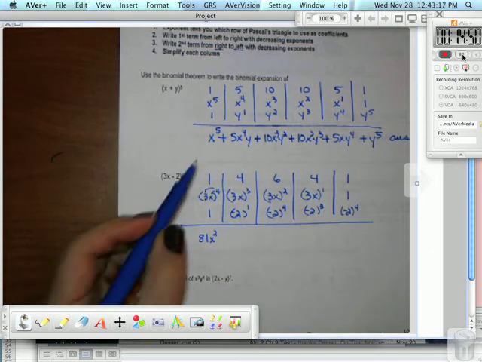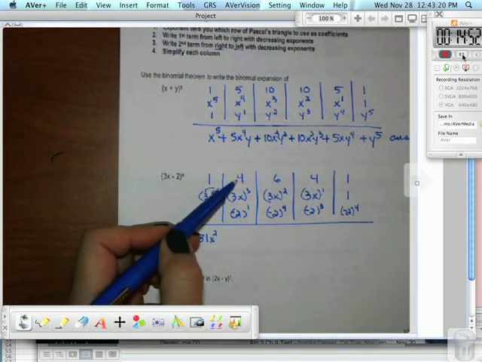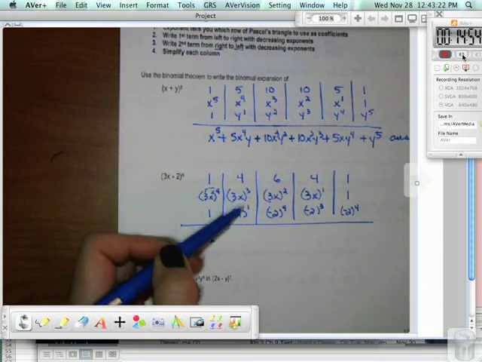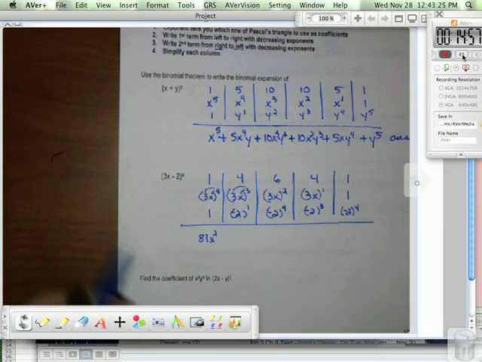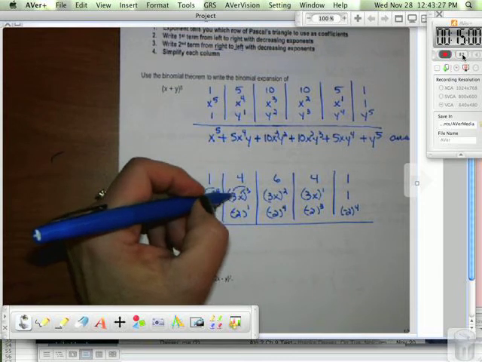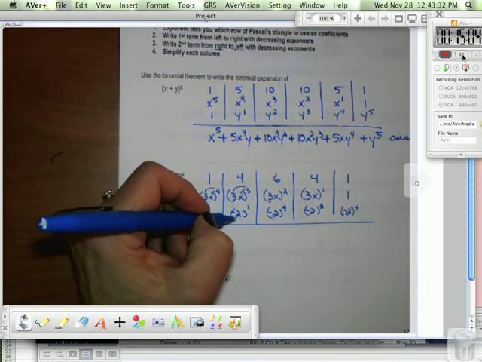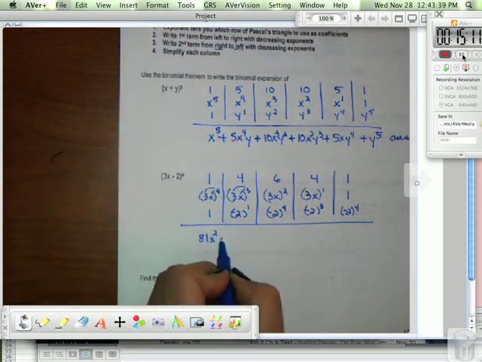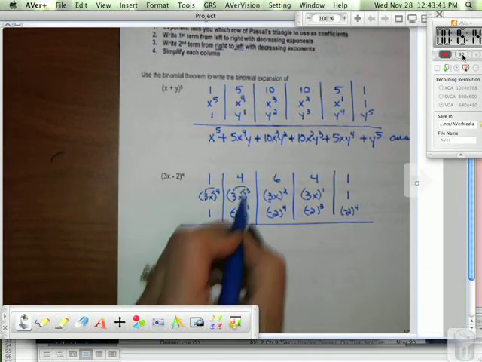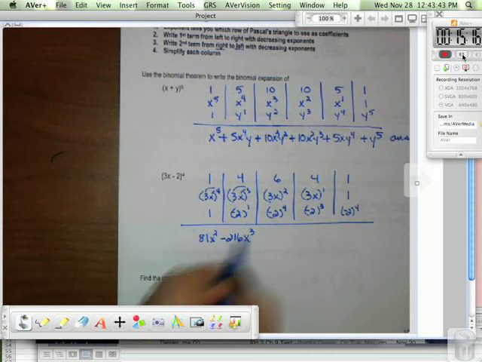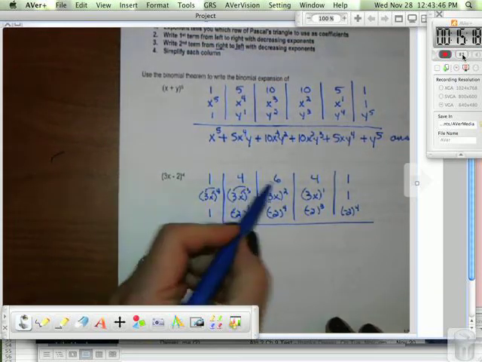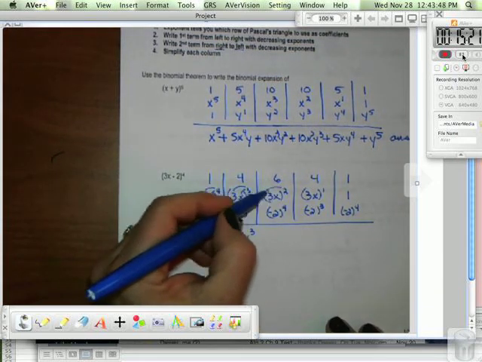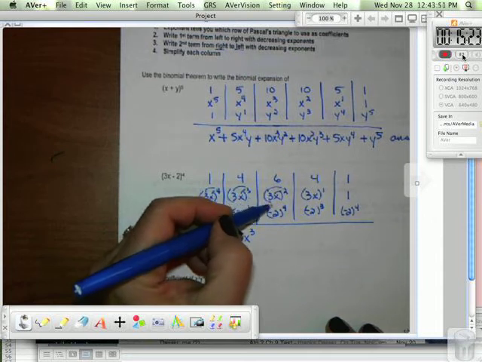Okay? Then, up here, it gets a little bit more complicated. We have to distribute this 3. So we have 4 times 27, because 3 to the third is 27, times negative 2. So 4 times 27 times negative 2 would be negative 216, and I have x to the third. Then here we have 6, then we have to distribute that, times 9, times negative 2 to the fourth.